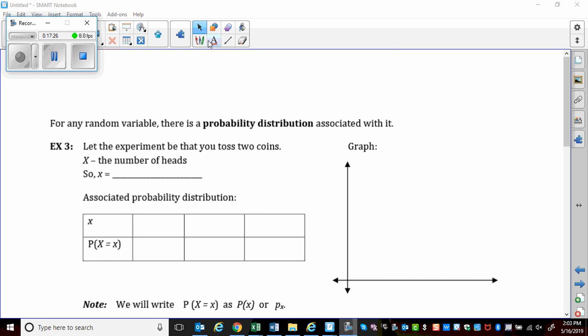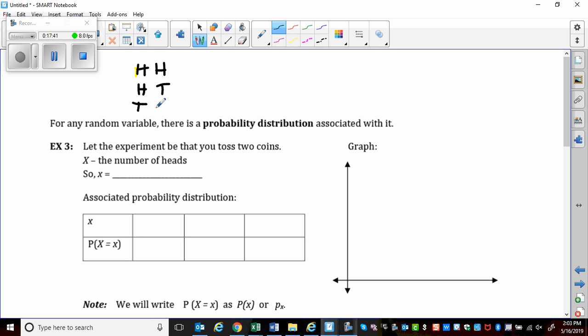So for number 3, it says that we're tossing 2 coins, and when we toss them, we can either get a heads and a heads, a heads and a tails, or this one could have been a tails and this one a heads, or we could have gotten 2 tails. I think that is the only thing that can happen. So X is the number of heads. So X could be 0 heads, 1 head, or 2 heads. So 0, 1, or 2.